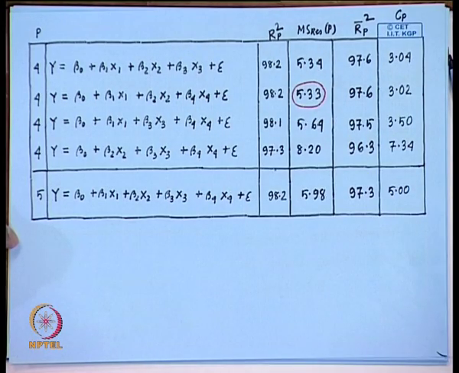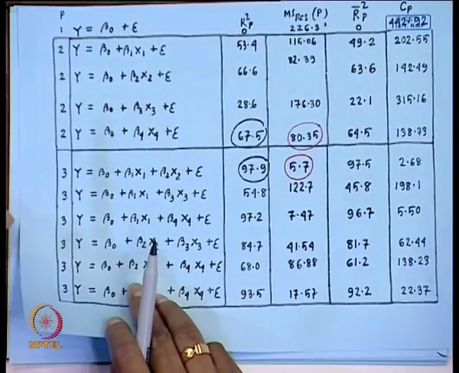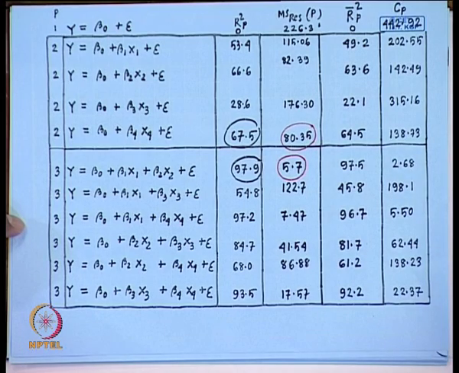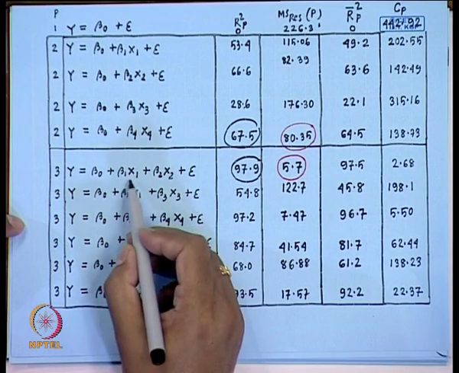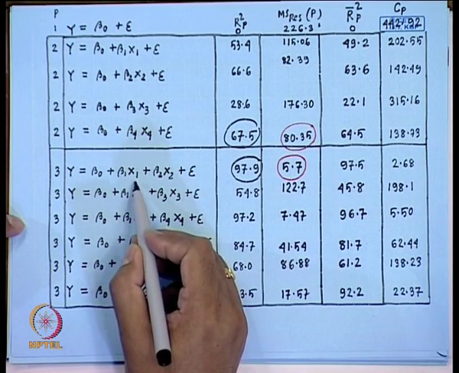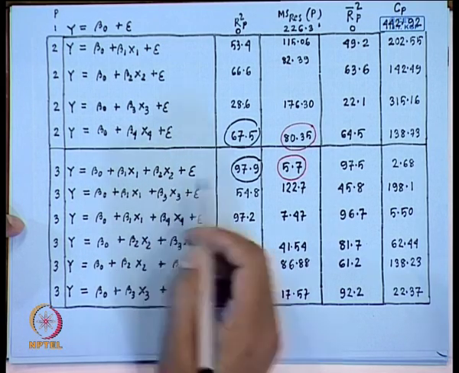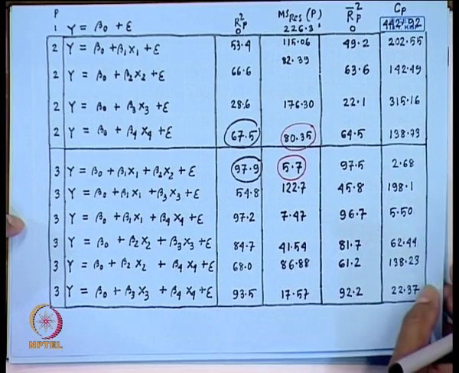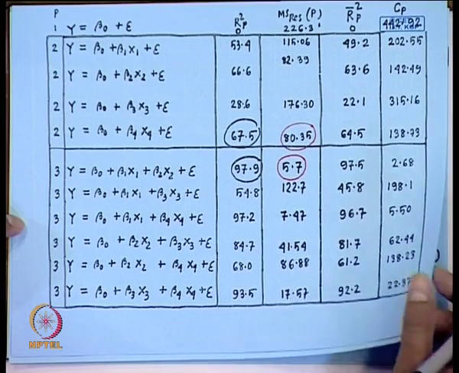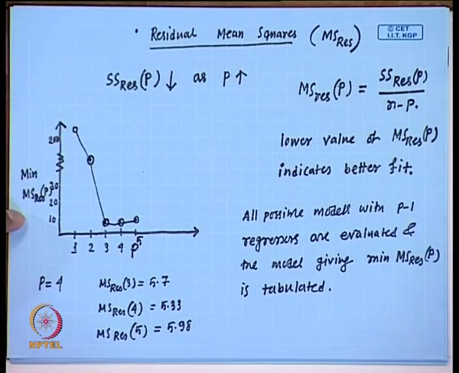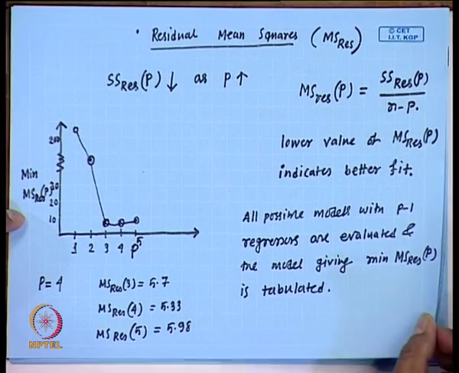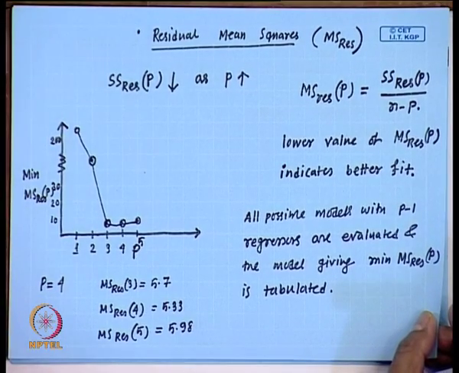So, either you can go for this model or these two models. And if you prefer the model with two variables, then of course you have to go for the model which involves x1 and x2. Okay, so, this is how we evaluate the model using the MS residual criterion.